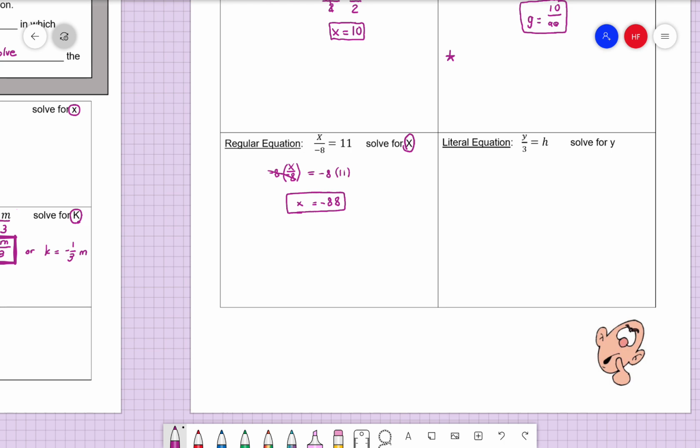So now on the literal equation side, we're solving for y. This is the piece that I want by itself. In order to get rid of a divided by 3, I have to multiply by 3. So y over 3 multiplied by 3 is equal to 3 times h. So everything gets multiplied by 3. Multiplied by 3 divided by 3, they cancel each other out. So y equals 3 times h is just 3h. We don't combine them. Y is isolated, so that is my final answer.